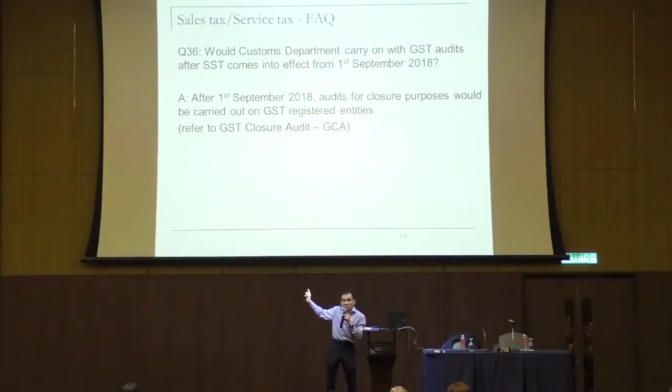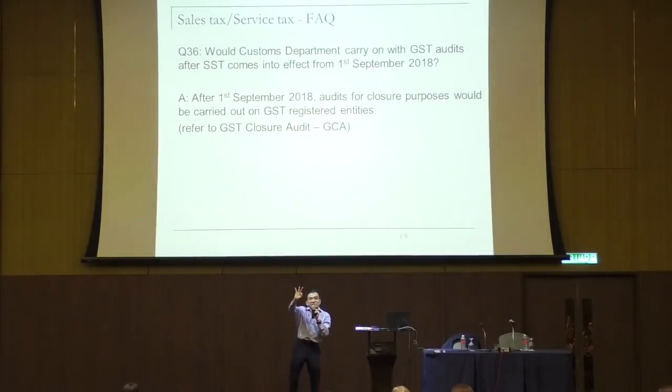What is this closure audit? Yeah, it's confirmed here. Yeah? After 1st September, they will do a closure audit. What is closure audit? Custom is afraid for the last 3 years, you have not declared your output tax correctly. You have not claimed your input tax correctly. They don't trust you. Yeah? So before they close your file, they do a final audit. And they call it closure audit. Yeah? That is closure audit. So before they close the file.